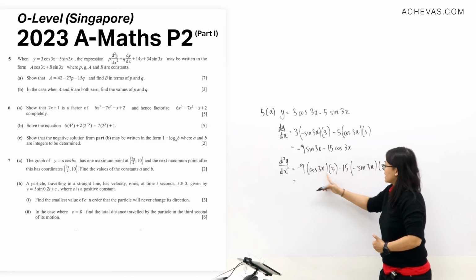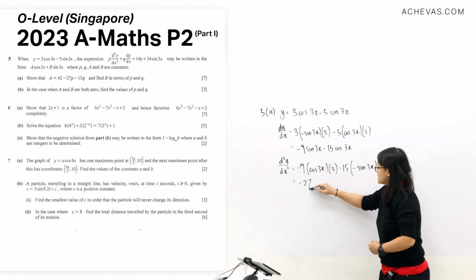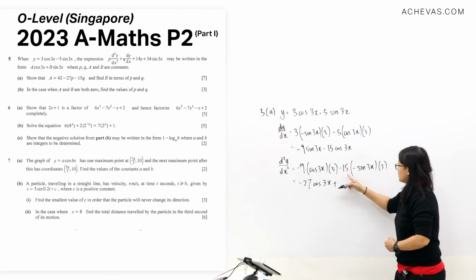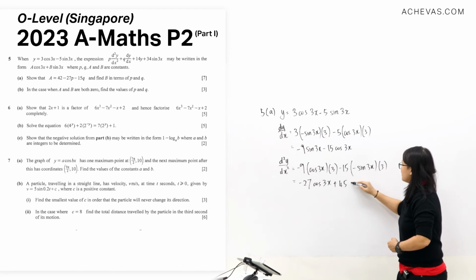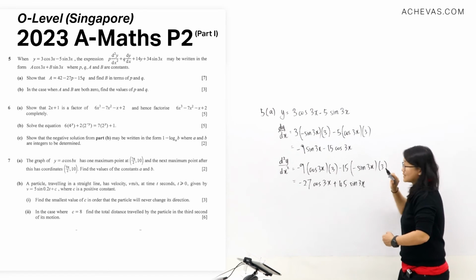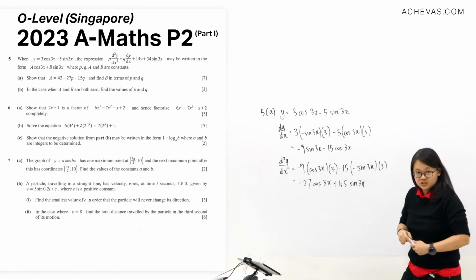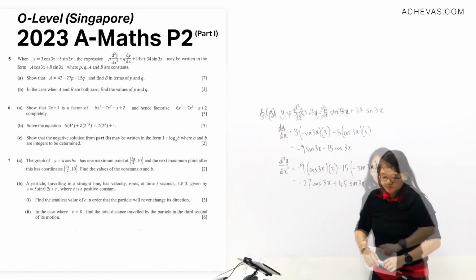Simplification. Negative 9 times 3, negative 27 cos 3x. Negative times negative, that's a positive. 15 times 3, 45 sine 3x. That's for first and second derivative. Let me erase this to continue the next part of the question.